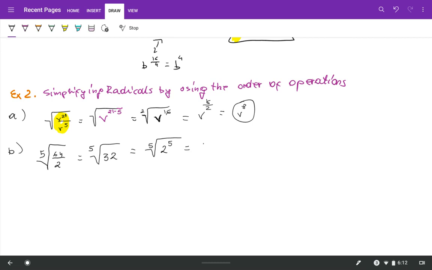And now to simplify that, change that to exponential. So this is 2 to the power of 5 divided by 5. So again, this one divided by this one. This is what we learned from the previous section. So this is the same as 2 to the power of 1, which is just 2. Okay, so that's the answer. And what else?